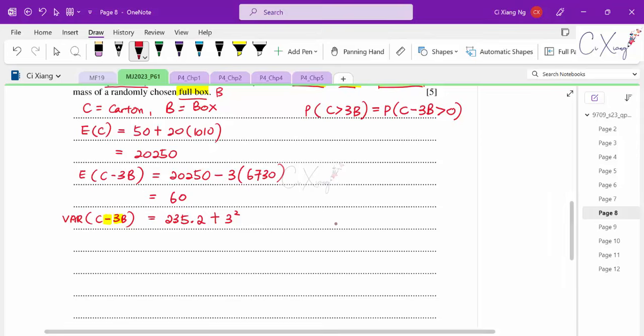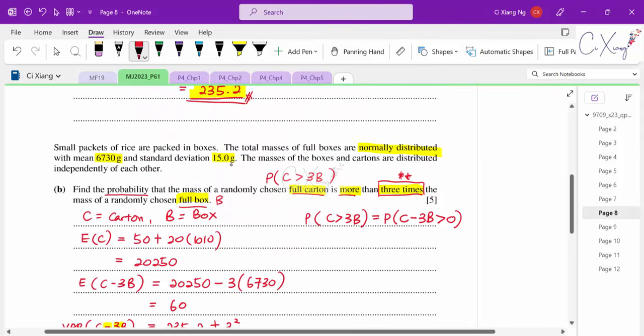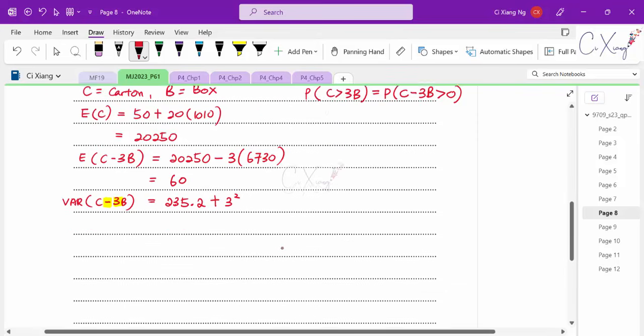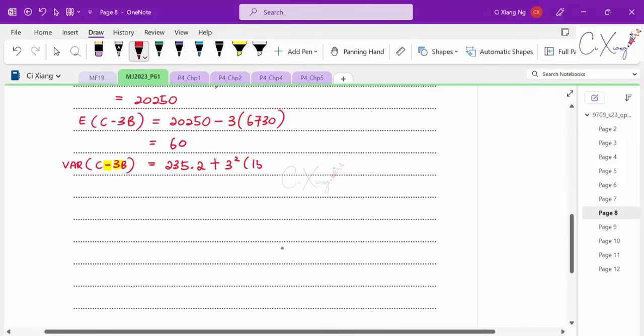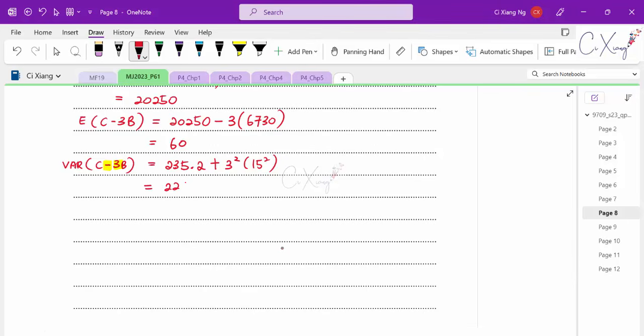Okay, then what is the variance for the box? The variance for the box is 15 squared. Therefore, I'm having 3 squared multiplied by 15 squared. So I'm having 2260.2. So from here, I know that when I have the full carton minus the 3 boxes, they are normally distributed, because all the C, all the B, the large packets and small packets, are normally distributed. So the mean is 60 and the variance is 2260.2.